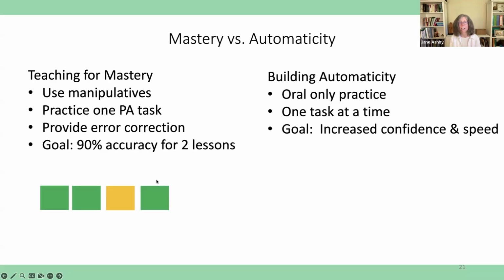And they're gaining increased speed. They're getting more confident. And then you know that they are automatic. And then you can move on to the next step in the sequence. So for any step in that color sequence, first segmenting and blending until automatic, then deletion until automatic. Then moving to the next step in the sequence. And we're always moving from work with manipulatives to more automatic work that's just oral.